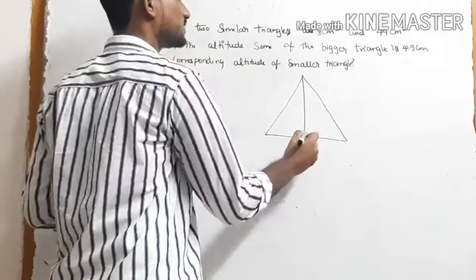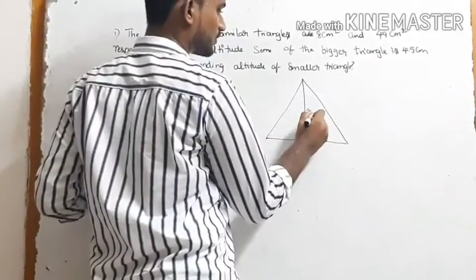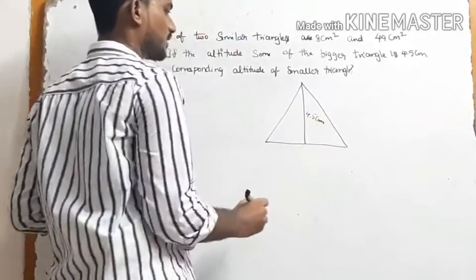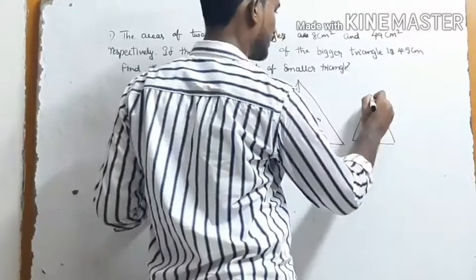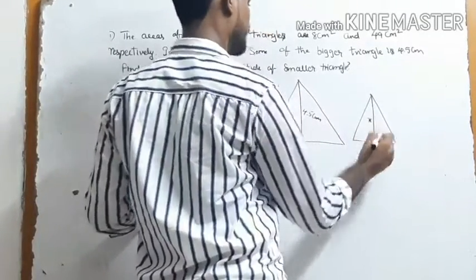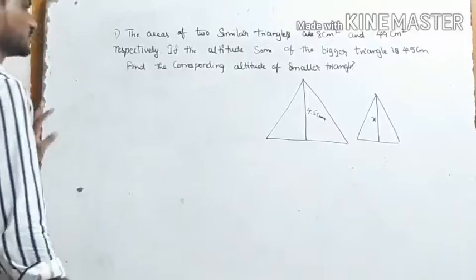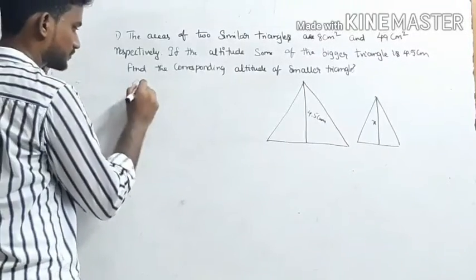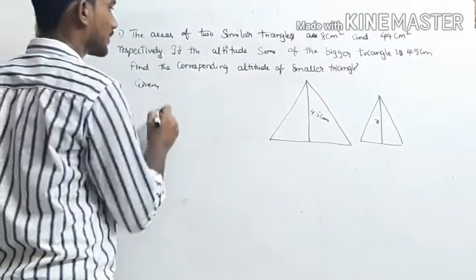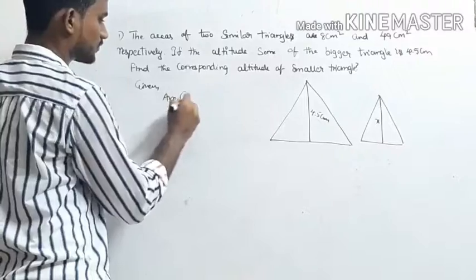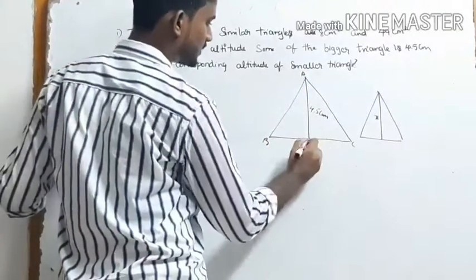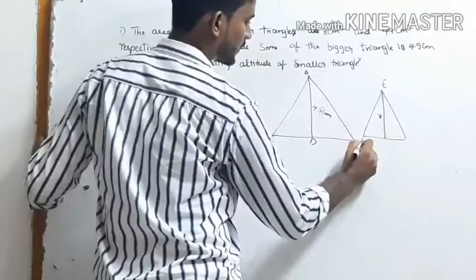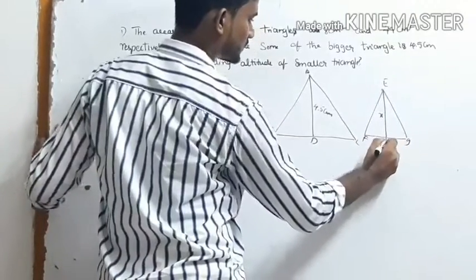The altitude is 4.5 centimeters in the smaller triangle. Here we want to find x. Given the areas, we get the triangles: this is A, B, C, D, E, F, G, H.